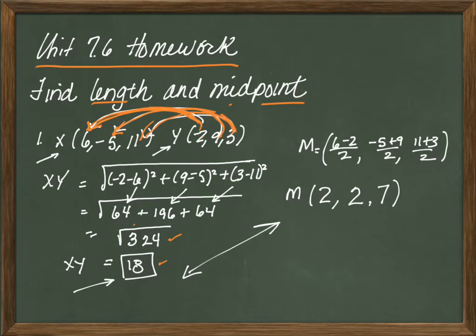And then the midpoint is, if the points are x, y, z, taking the x1 and the x2, adding them together and dividing by 2. So these are your x's, and here's your y's, and here your z's. So you get this point, M equals (2, 2, 7).